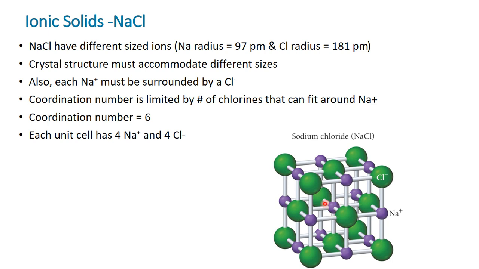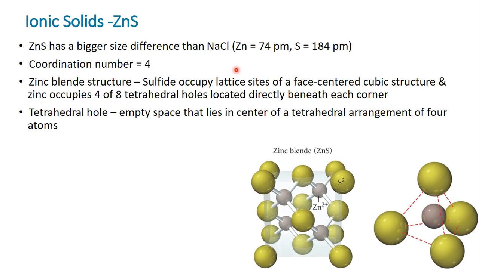You can see that with the center sodium: 1, 2, 3, 4, 5, 6. Each unit cell here looks kind of big, but it's only 4 sodiums and 4 chlorines in total. Now, zinc sulfide has an even bigger size difference than sodium chloride. And here our coordination number is only 4.